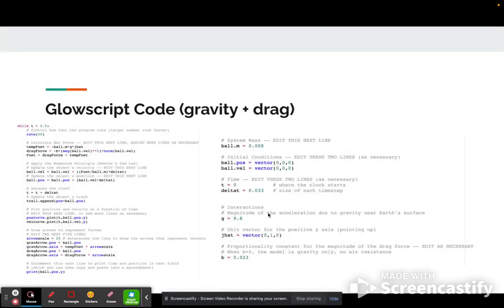When we're factoring in gravity and drag, as we said earlier, we can add gravity and drag to get our F net. So we calculate them separately. We get the temporary F net, we get the drag force by using our formula, and then we add them to get our total F net, which is then plugged into our Newton's second law formulas for velocity and position. On the right, we also have our initial conditions again.